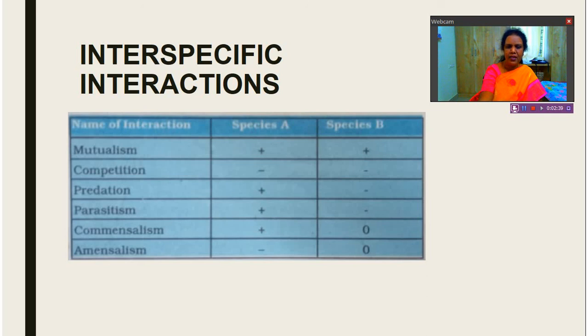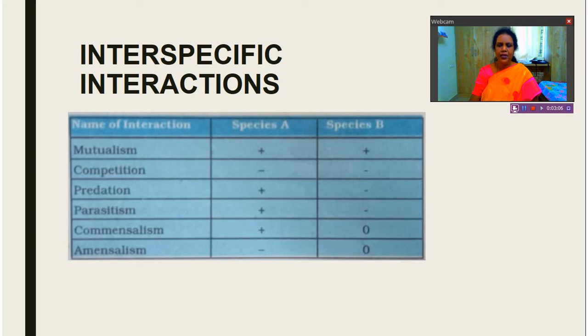And when we see commensalism, so in commensalism, if two species are interacting, A and B species, for one it is beneficial and for another there is no effect or neutral effect. So one species is getting benefit and there is no effect on the other species. Such type of interaction is called as commensalism.